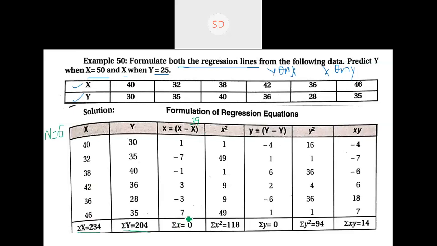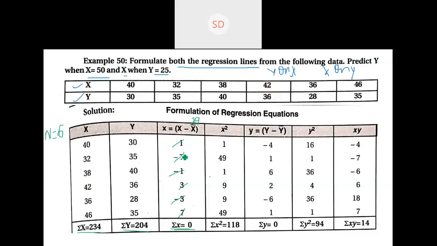Now again, if you check here, plus 7 minus 7 is cancelled, nullified. Plus 1 minus 1 gone. Plus 3 minus 3. So which means you will get sigma x as 0. In every problem you will get sigma x as 0 in regression.